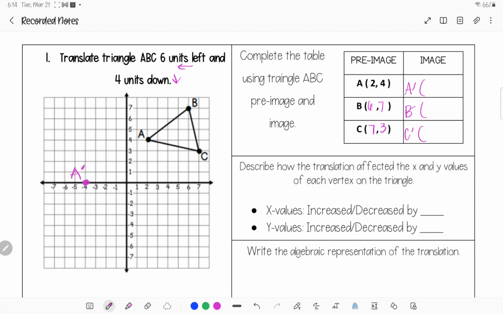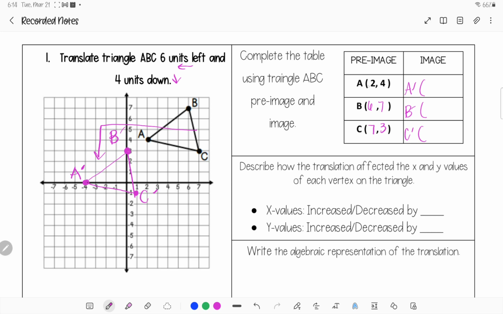Then I'm going to do the same thing for B. I'm going to count over 6: 1, 2, 3, 4, 5, 6. And then I'm going to go down 4: 1, 2, 3, 4. And this will be B prime. And then C, same thing: 1, 2, 3, 4, 5, 6, and down 4: 1, 2, 3, 4. So now I have this shape right here. All I did was start here and slide it here and down, and it would line up exactly.